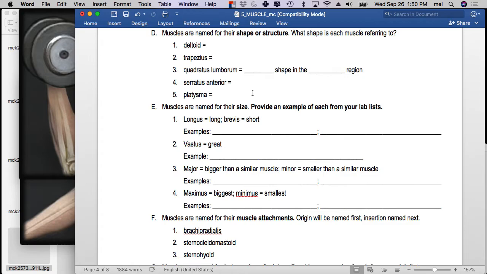Quadratus lumborum. Now, tell me what that name is telling you. Quadratus. 4 sides. And it's in the what region? Lumbar region. It's a little bitty rectangular muscle right here in the lumbar region on both sides. Quadratus lumborum. Serratus anterior. Serratus. It's serrated, yeah, it's got fingers right here, and it's on the anterior side right here. Serratus anterior, if you've ever seen anybody who's in amazing shape, sometimes you can see all of those jags right there. So that's the serratus anterior.